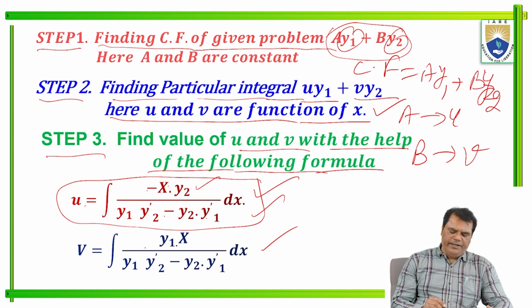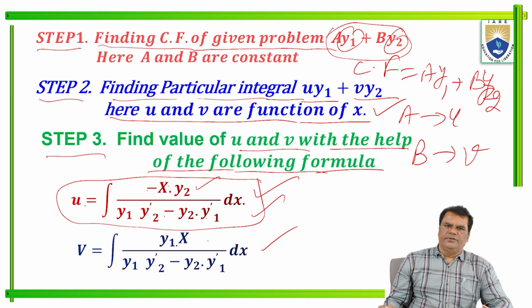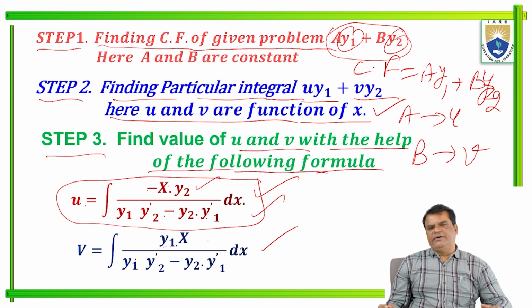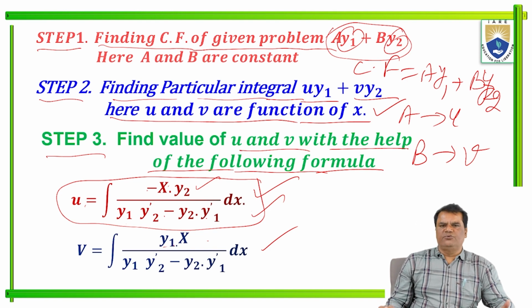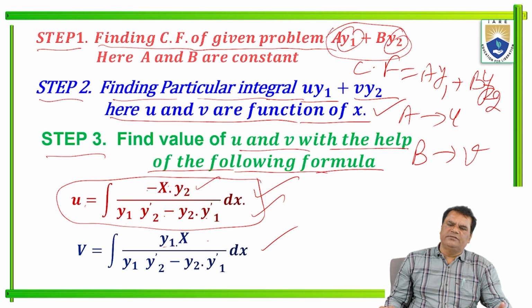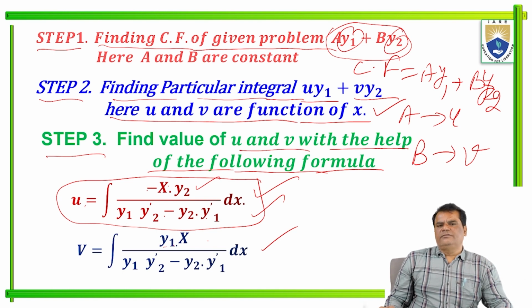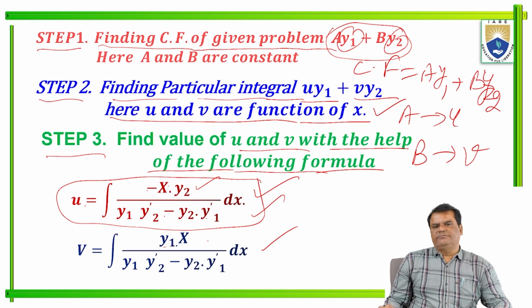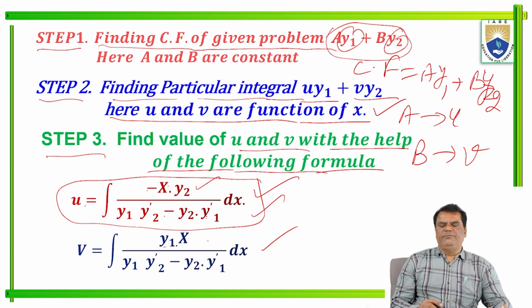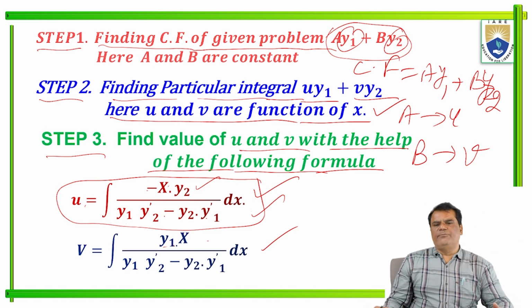Now next, v equal to integration of y1X, where X is the function of x which is given on the right hand side of the problem. What is y1? y1 is the first solution. What is y2? y2 is the second solution. What is y1 dash? y1 dash is the differentiation with respect to x of the first solution y1. What is y2 dash? y2 dash is the differentiation of the second solution with respect to x. So putting all values in this formula, we can find the value of u and v. And y1 and y2 we find in the complementary function.